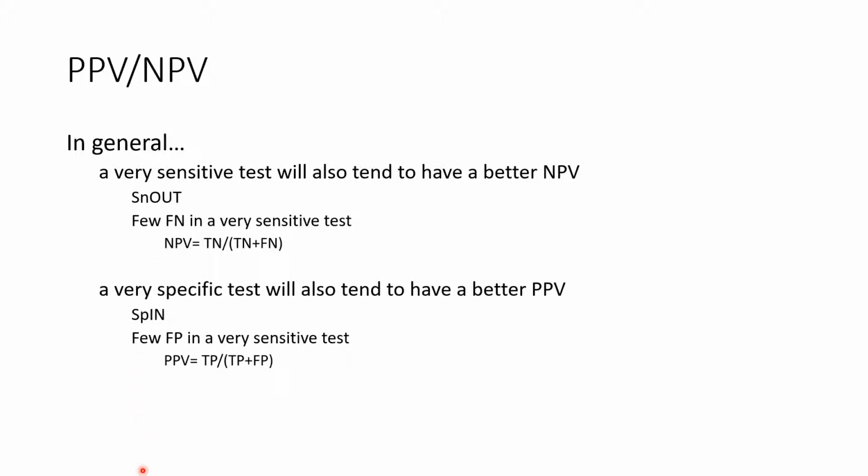On the flip side of things, a very specific test will also tend to have a better positive predictive value, so SpPin, as we said. We said that a very specific test has few false positives. So looking at the equation for positive predictive value, if it's a very specific test, there are few false positives. This term gets very small, and so this gets closer to 100%. So that's how this works for sensitivity and NPV, and specificity and PPV.